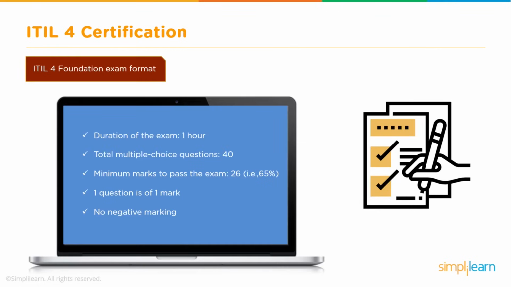The ITIL 4 Foundation examination format looks like this. The duration of the examination is 1 hour. There are 40 multiple choice questions in total. Each right answer carries 1 mark, and the duration is 60 minutes. One has to score 26, that is 65%, out of the 40 questions, and there is no negative marking for wrong answers. Once you complete the foundation certification, one can move forward towards the next level of certification.